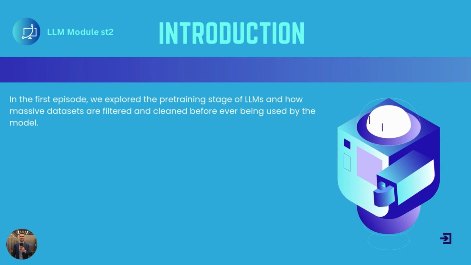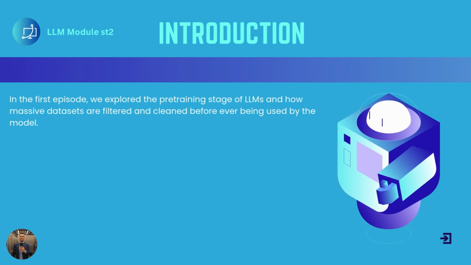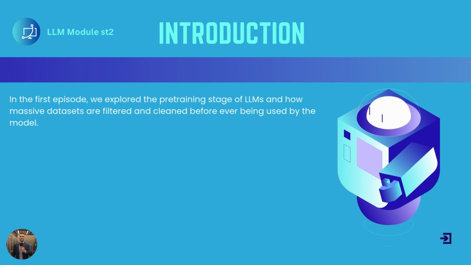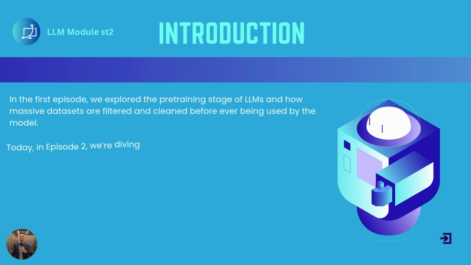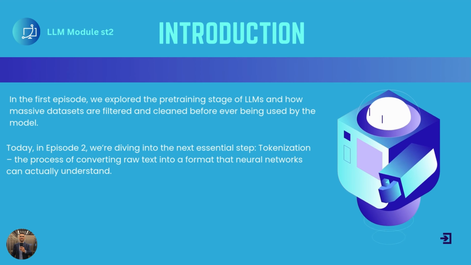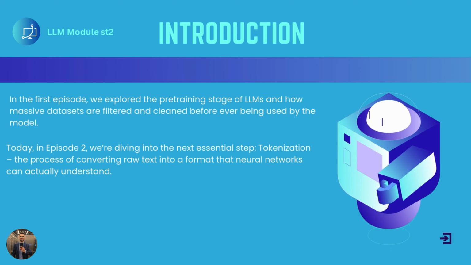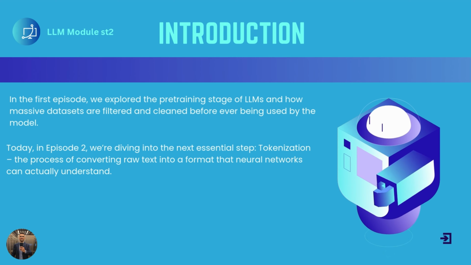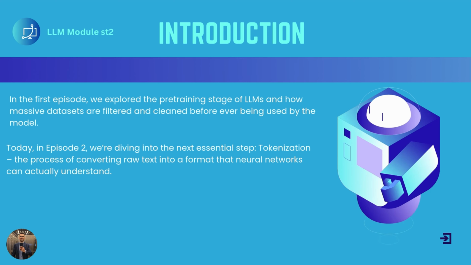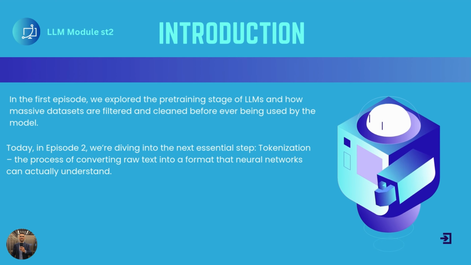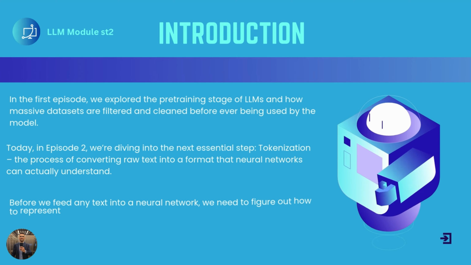In the first episode, we explored the pre-training stage of LLMs and how massive data sets are filtered and cleaned before ever being used by the model. Today, in episode 2, we're diving into the next essential step: tokenization, the process of converting raw text into a format that neural networks can actually understand.